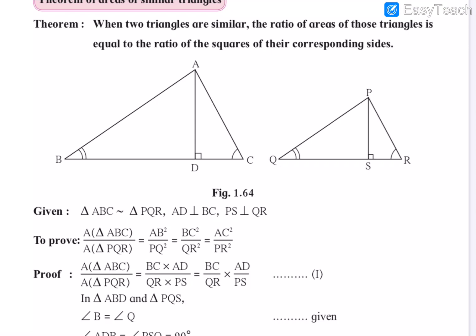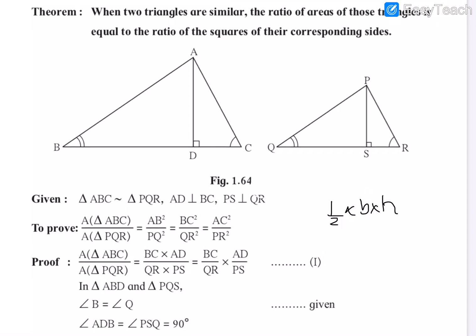The formula for the area of a triangle is half into base into height, but since half is common, it is not written here, only the base and height. The base of triangle ABC is BC and the height is AD, and for PQR the base is QR and the height is PS. Now we separate the heights and the bases. So we simply write BC by QR into AD by PS, and we mark this as equation first.